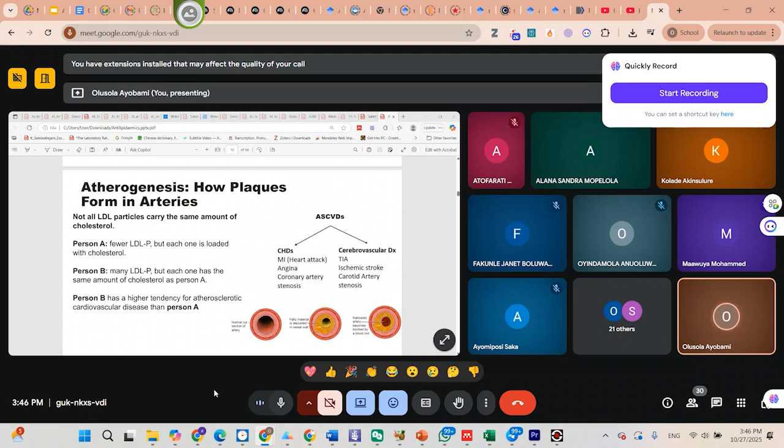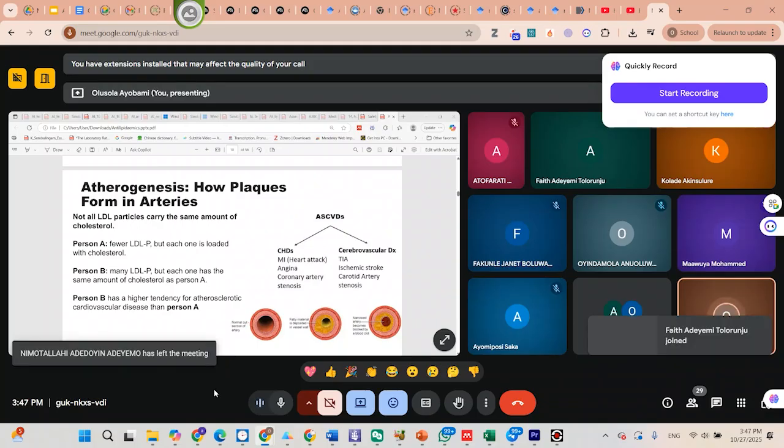So what I'm saying is, if patient B has more LDL particles than patient A who has fewer LDL particles, but their LDL particles carry the same amount of cholesterol, patient B is still more at risk of ASCVD than patient A, although they have the same amount of cholesterol. The reason is that the LDL particle or the LDL protein itself is higher in patient B, and this is a cause for alarm.